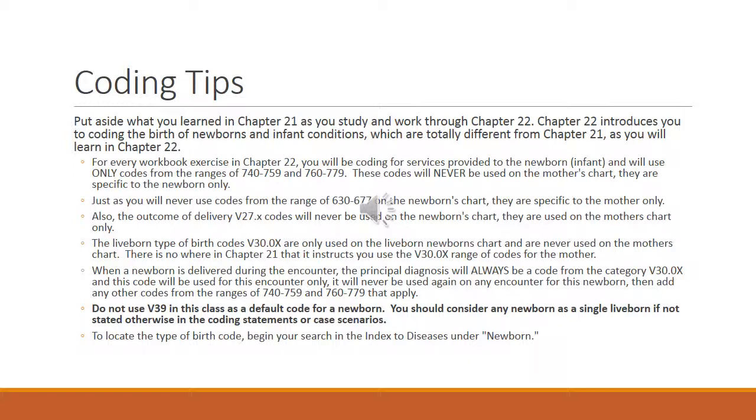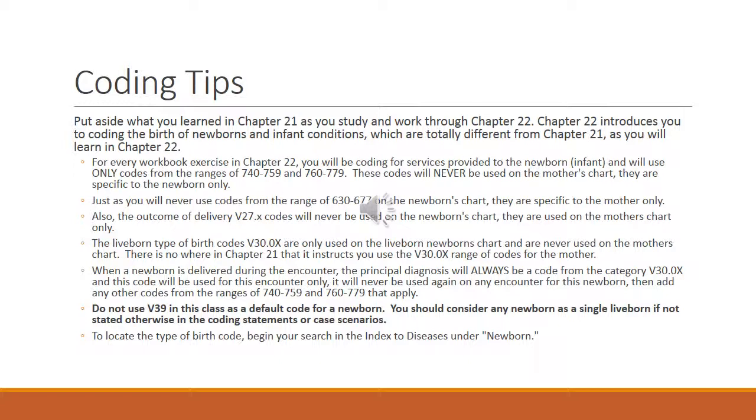Also, the outcome of delivery, which is V27.X codes, will never be used on the newborn's chart. They are used on the mother's chart only. The live-born type of birth codes, V30.0X, are only used on the live-born newborn's chart and are never used on the mother's chart. There is nowhere in Chapter 21 that it instructs you to use the V30.0X range of codes for the mother.